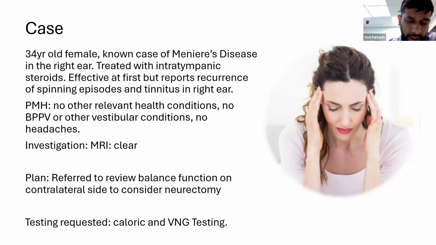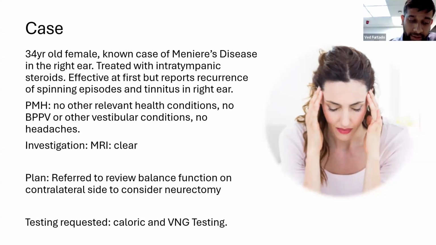And so vestibular neurectomy is done to cut off a portion of the vestibular part of the vestibulocochlear nerve, whilst preserving the hearing part of the nerve. So this would preserve hearing in the right ear, but eliminate vestibular input from the right vestibular organ. And we know the permanent nature of such a surgery.